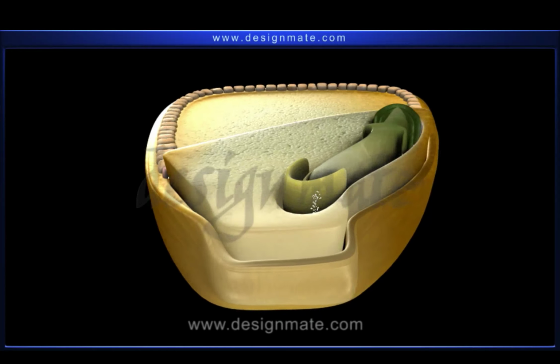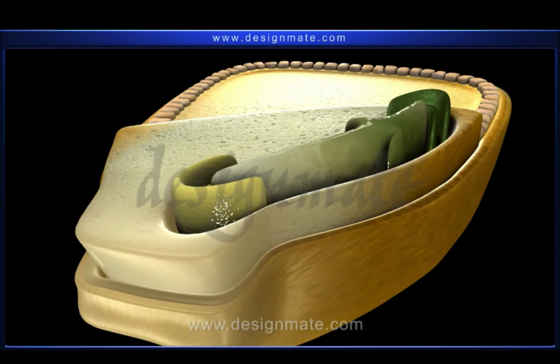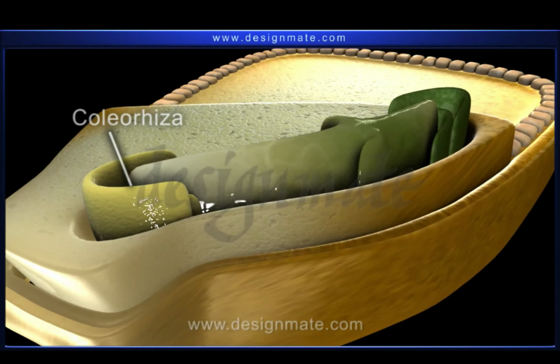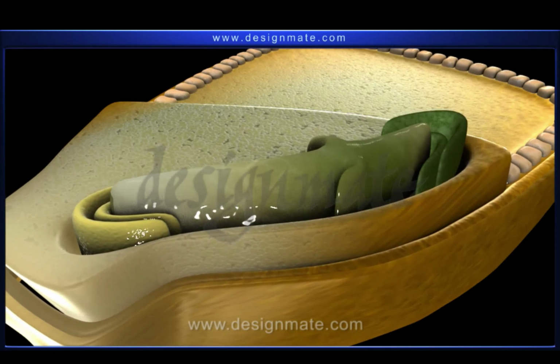The embryo consists of a radicle and a plumule. Radicle is partially covered and protected by coleorhiza, while plumule is partially covered and protected by coleoptile.